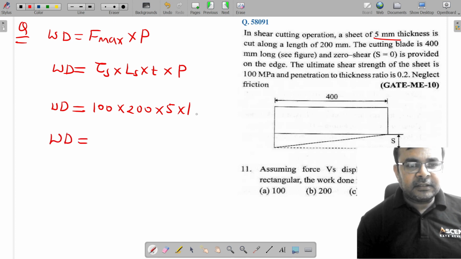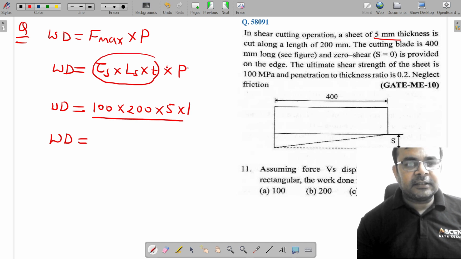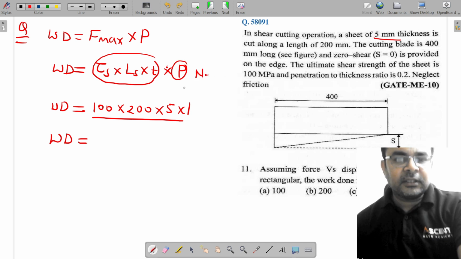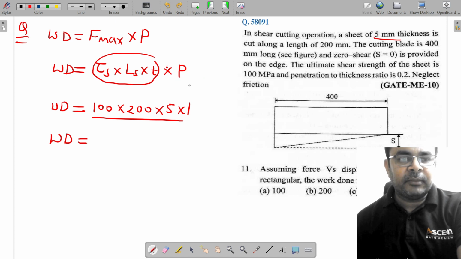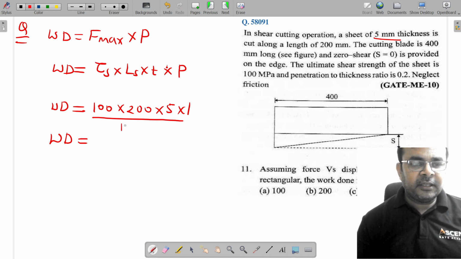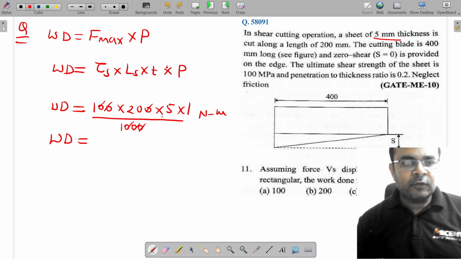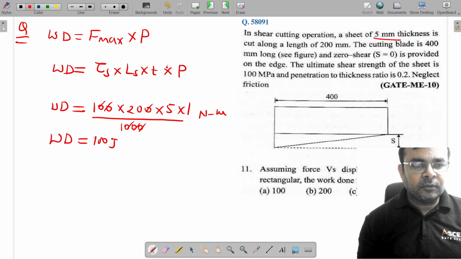So same, and this is in Newton millimeter. Sorry, this value gives us Newton, and this is millimeter. So the unit is Newton millimeter. We need to convert this unit from Newton millimeter to Newton meter, so simply here we divide by 1000. So here we get Newton meter, or simply you can say joule. When you simplify this, definitely you will get this answer: 20 into 5, that is 100 joule. 100 joule. Correct. So that is the work done.